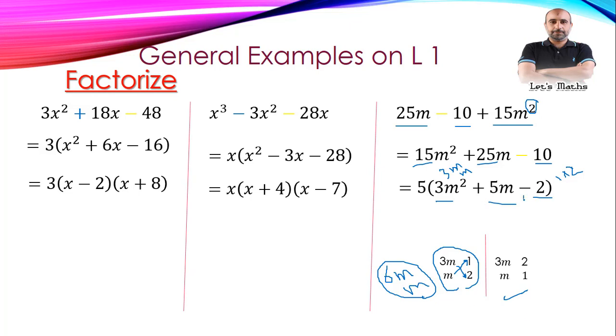Then the absolute number is negative. Then the two signs will be different. The greatest result will take the middle term. The greatest result is 6m. Now this is the positive and the other is the negative, and these are my brackets and these are my other brackets. The new form will be 5 is the highest common factor, 3m minus 1, m plus 2.